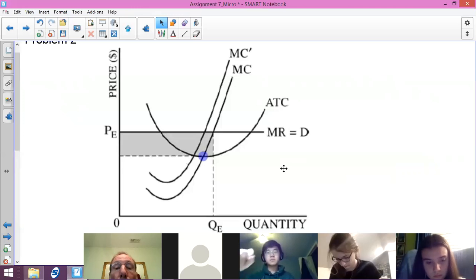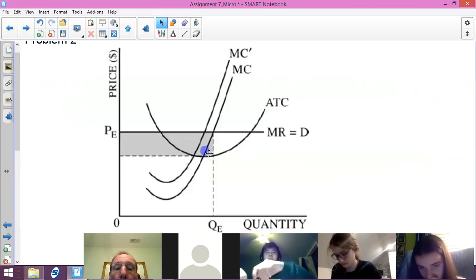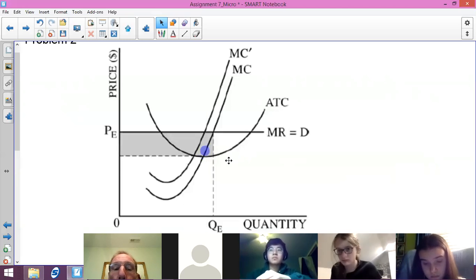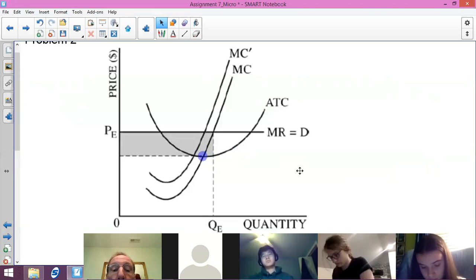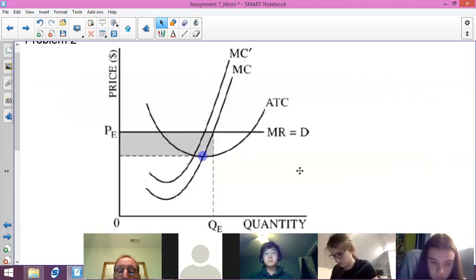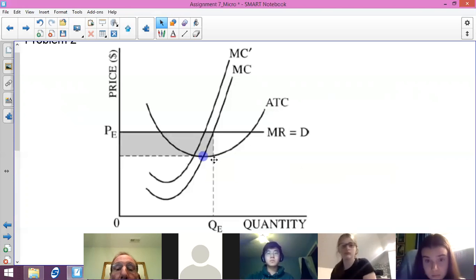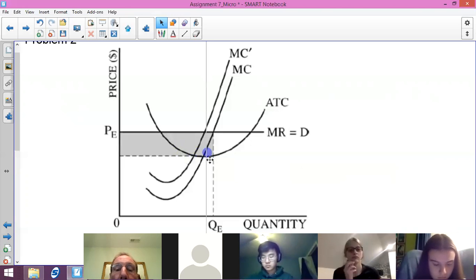Because whenever the marginal cost is higher than the average total cost, the average total cost has to be increasing. That's just a mathematical truth, okay? Because what is the marginal cost? It's the cost of producing that next unit. So if the cost of producing the next unit is higher than the overall average, it means that the average has to be increasing, right?